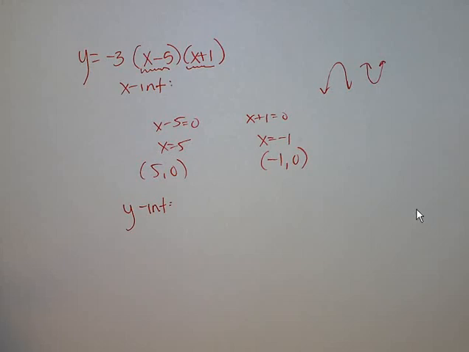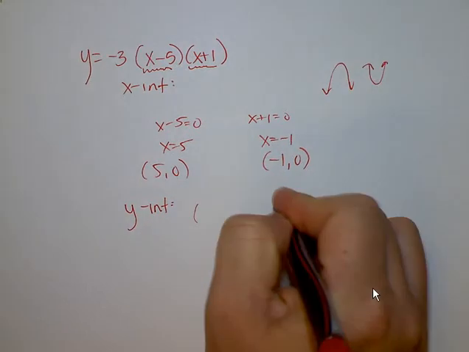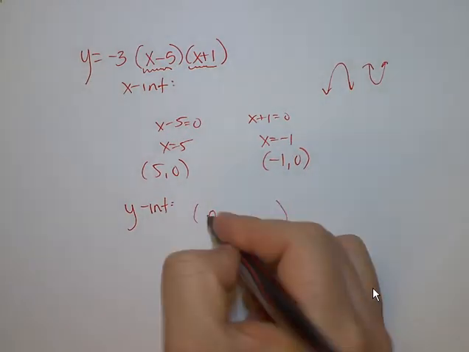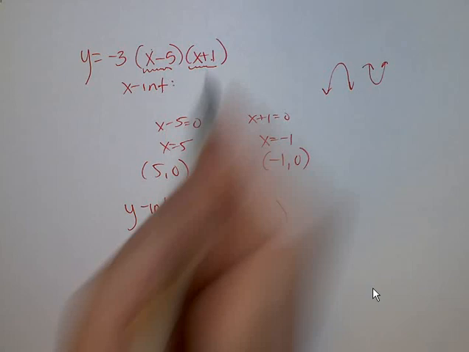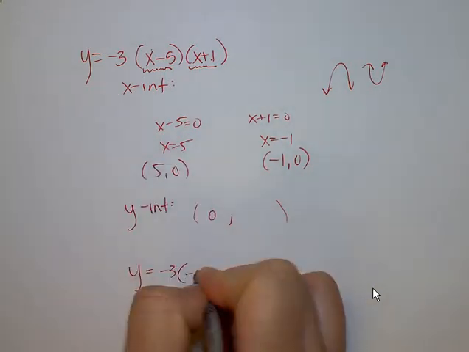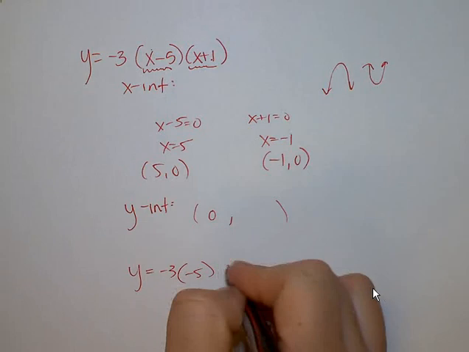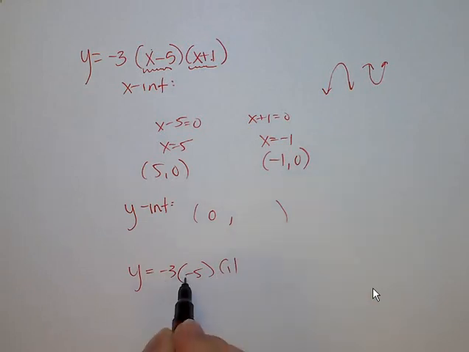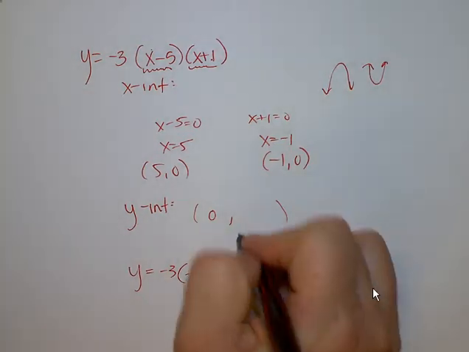All right, so for y-intercepts, the x values are always 0. So I'm going to substitute 0 into each one of the x's. And I have y equals -3 times (0 minus 5) times (0 plus 1). 0 minus 5 is -5, and 0 plus 1 is 1. -3 times -5 times 1 is +15.